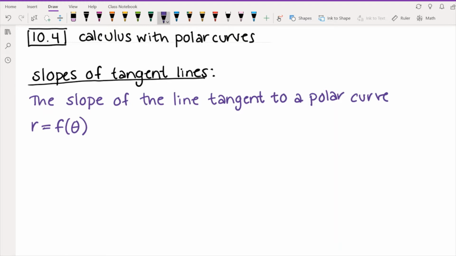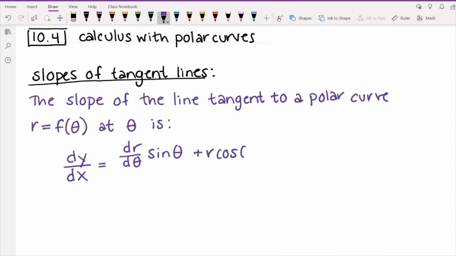But if you have a graph defined by r is equal to a function of theta, and if you're trying to find the slope of the tangent line at a particular value of theta, so at a particular angle, the formula is going to be dy/dx is equal to dr/d theta times sine of theta plus r times cosine of theta. And that is all divided by dr/d theta times cosine of theta minus r times sine of theta.